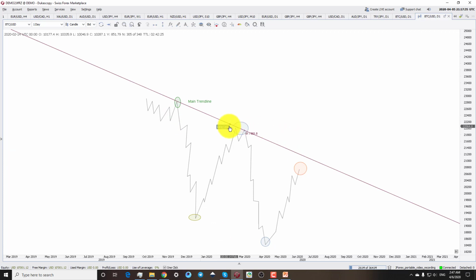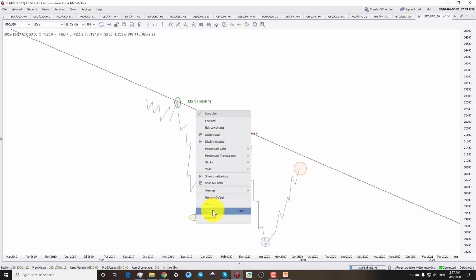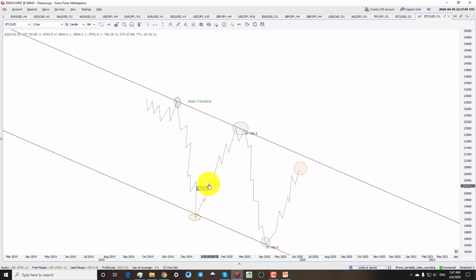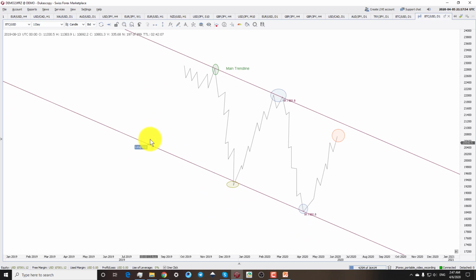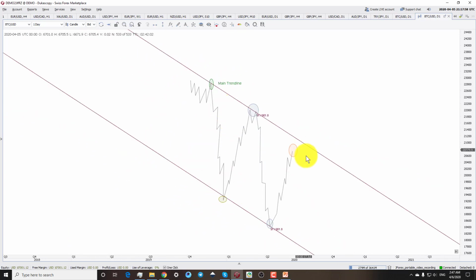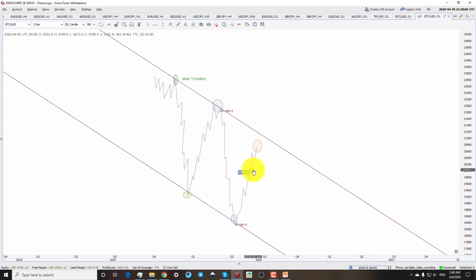Okay, now if we clone this trend line and move it to these supports, then this becomes a channel. The distance or the space between these two lines is called a channel.